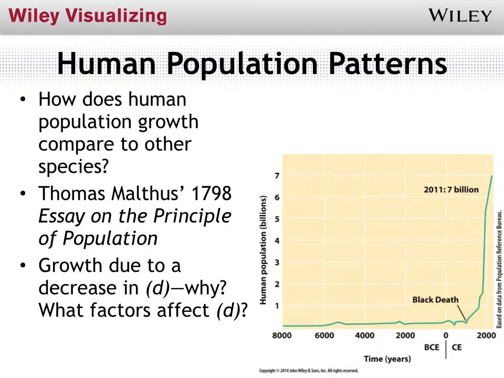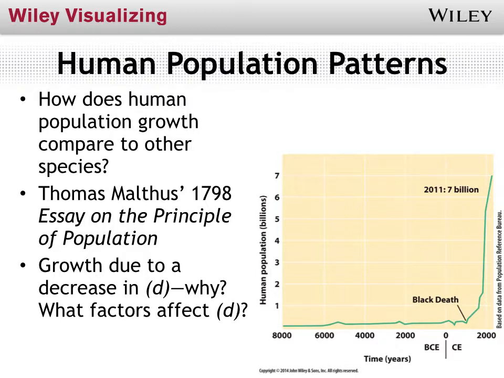So now on to the human population. How does the human population growth compare to some of the examples we've just looked at? The realistic example of reindeer populations and the controlled lab experiment with the paramecium. Well, a little bit of quick history.